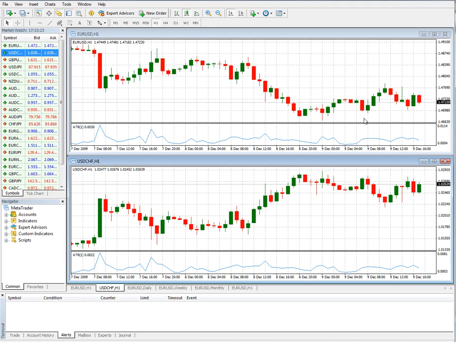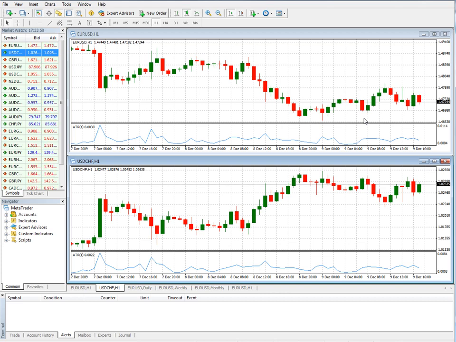What does that mean? Well, that means that the euro dollar, US dollar, and the US dollar Swiss franc have a very high level of correlation. When the euro dollar goes up, the Swiss franc goes down. And that happens in varying degrees, and the amount of correlation, quite naturally, does vary over time based upon volatility and a number of other factors.